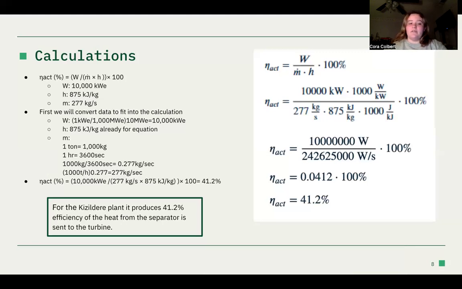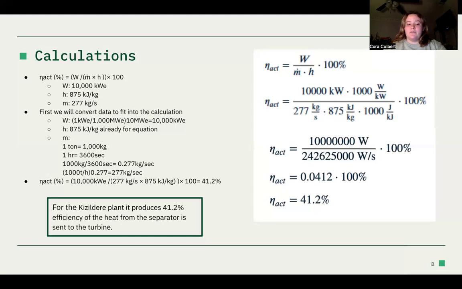And so with calculating the efficiency for geothermal energy, my equation is going to be the efficiency equals 10,000 kilowatts of energy divided by 277 kilograms per second times 875 kilojoules per kilogram times 100. After plugging those numbers in, I'm going to solve for the percentage. On the left, you can see my calculations, and through this, it equals 41.2%.